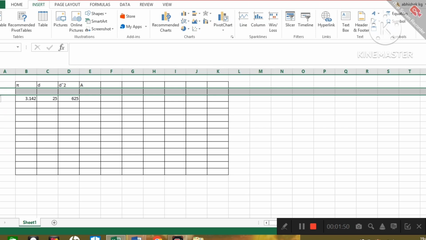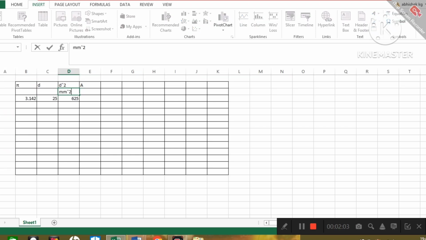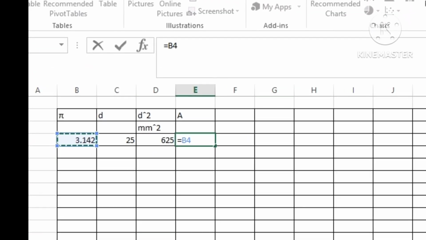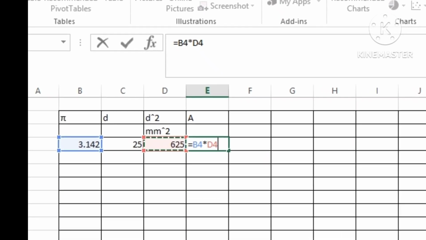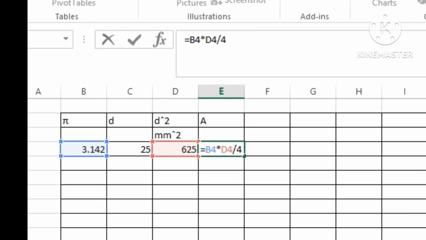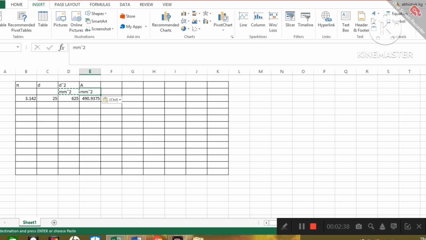Here I will add another column. So this unit is mm square. Area is equal to pi D square divided by 4. Area unit is mm square. Pressure in bar is standard 5 bar.